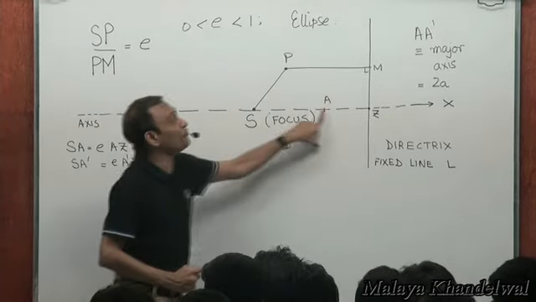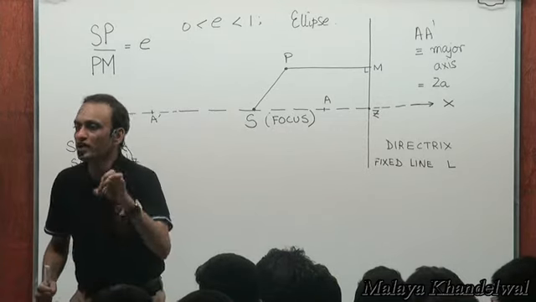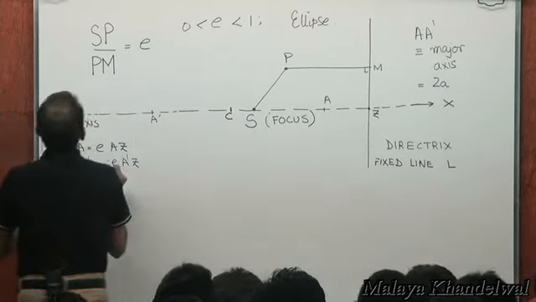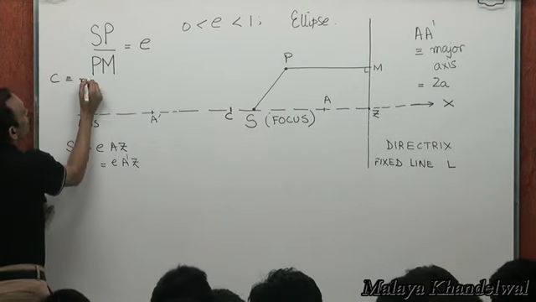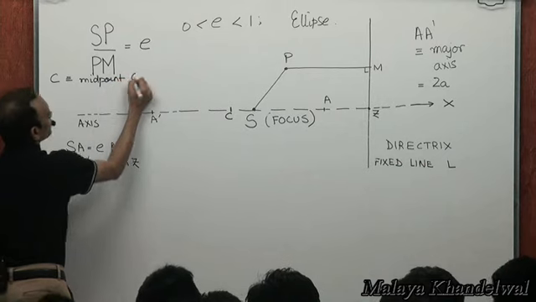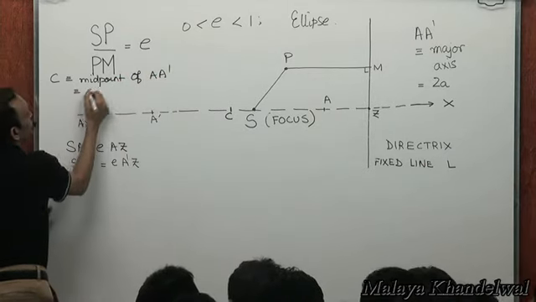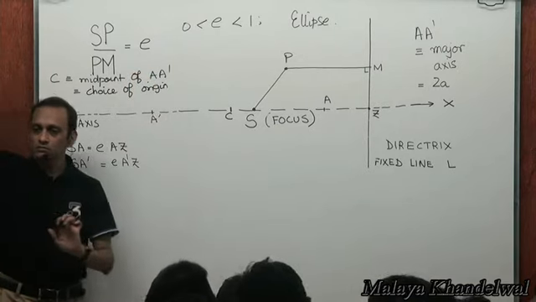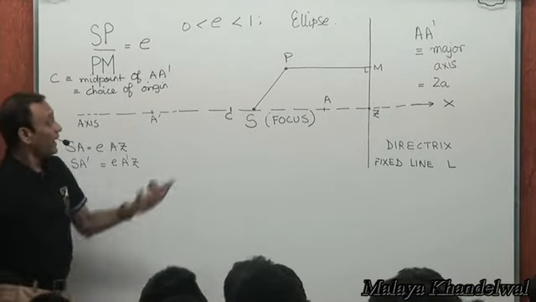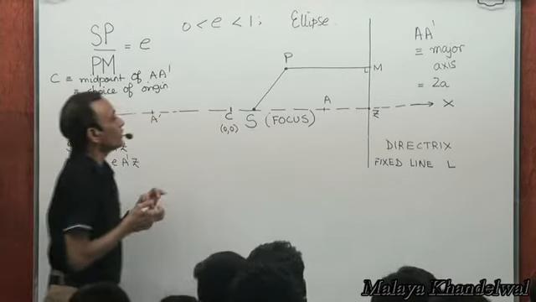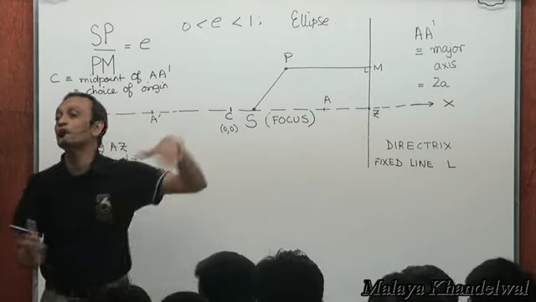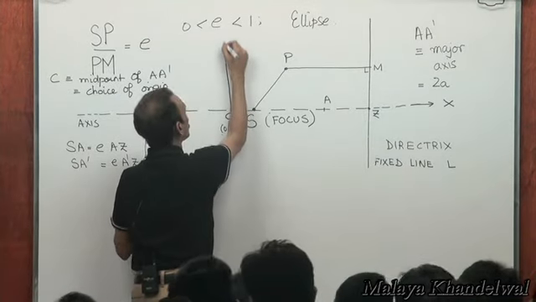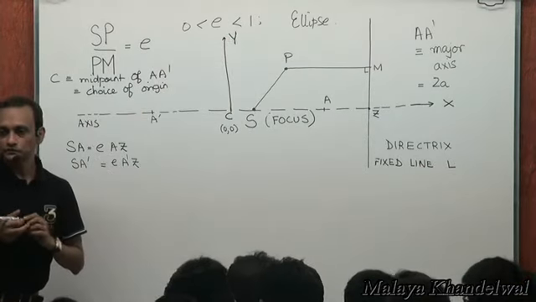What we do is, the midpoint of AA prime, let me choose as the origin of coordinates, right? So, C is the midpoint of AA prime. Let that be our choice of origin. Does it make sense? And if this is the origin, then a line passing through C and perpendicular to the x-axis will be the y-axis. Yes or no? Right? This will be the y-axis.